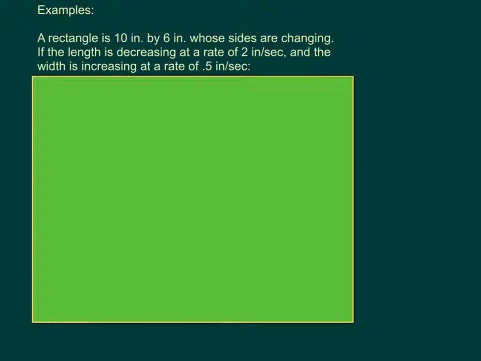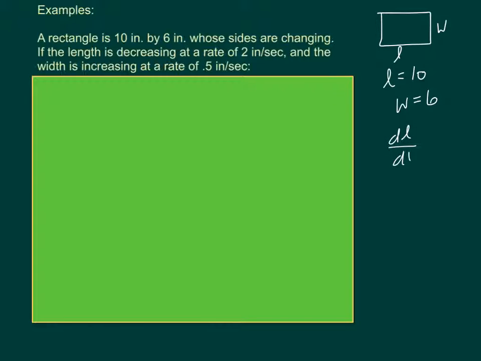Alright, let's do another example. Just like the last one. Same idea, same concept. We've got our same rectangle actually, where we've got our length and our width. Our length is equal to 10. Our width is equal to 6. In this case, the sides are changing. It's telling us the length is decreasing at a rate of 2 inches per second. So the length is getting shorter.